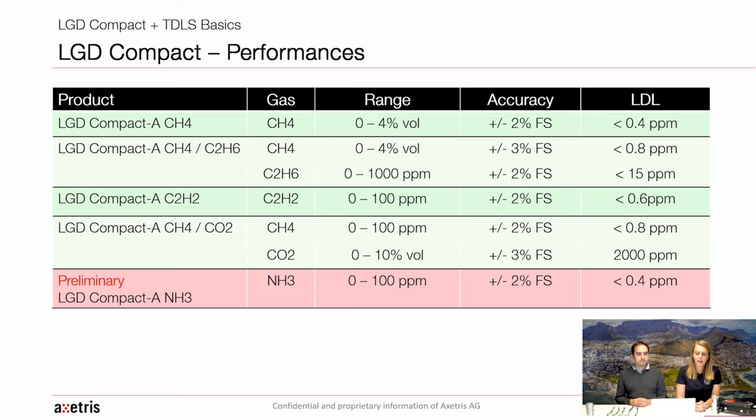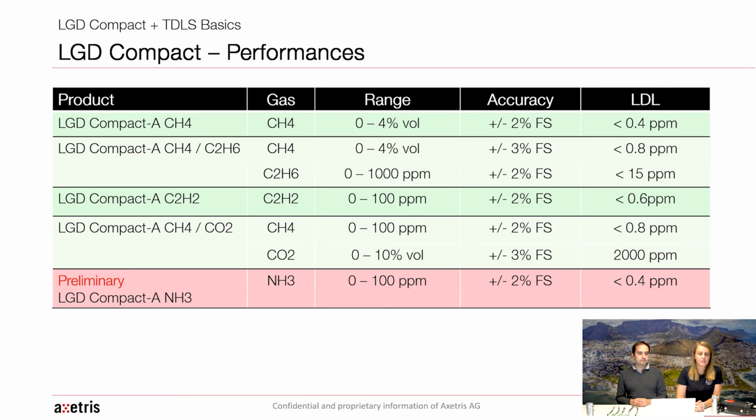Another product we have now available is the LGD Compact for C2H2. In this case, the range is 0 to 100 ppm with an accuracy of, again, plus minus 2% full scale. The lower detection limit is 0.6 ppm.